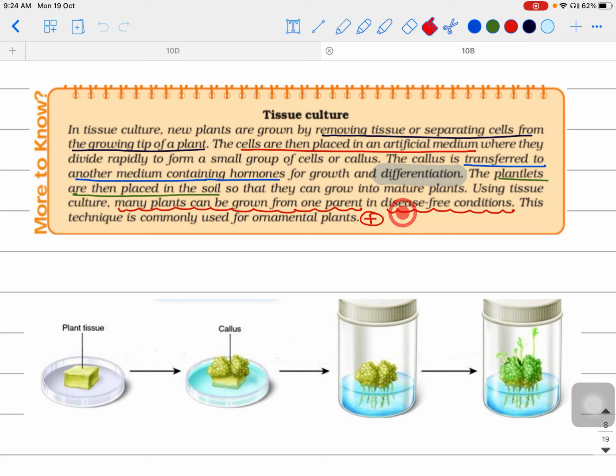Another advantage is that these plants are disease free because we are taking a growing tip, we are taking a meristem which is actively dividing part, and it is not possible for virus to grow in dividing cells. Viruses cannot grow in dividing cells, and that's why we are taking this part. We are taking apical meristem so that we can produce disease free plants. So these are the two advantages of tissue culture.